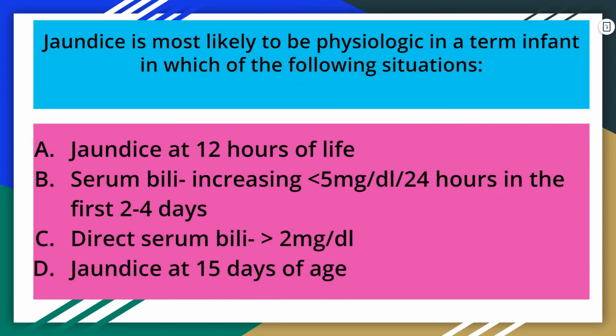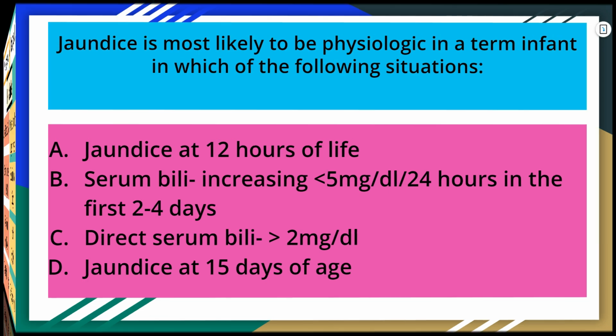Next question is, jaundice is most likely to be physiological in a term infant in which of the following situations? Jaundice presenting at 12th hour of life, serum bilirubin increasing less than 5 mg per deciliter per day in the first 2 to 4 days, direct serum bilirubin more than 2 mg per deciliter, or jaundice at 15th day of life. To know the answer, we should know the difference between physiological and pathological jaundice.